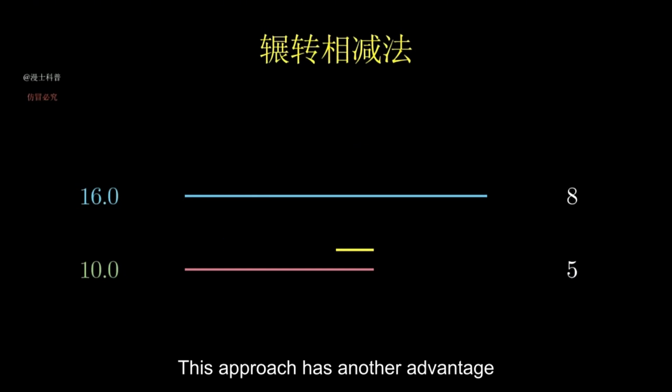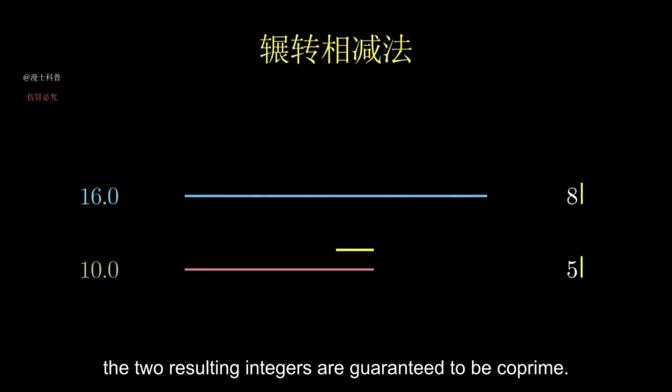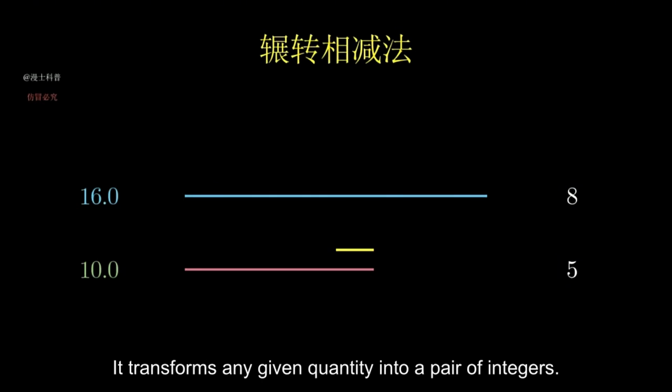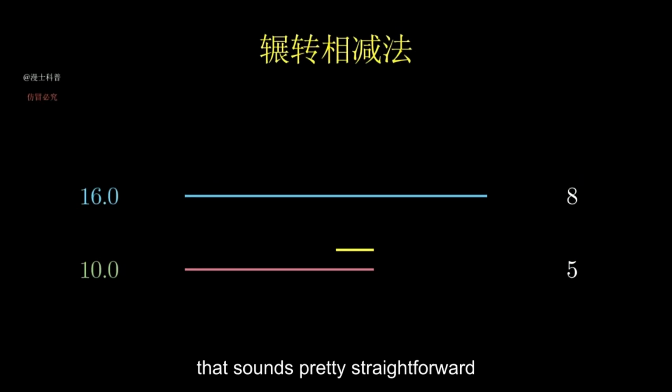This approach has another advantage. The two resulting integers are guaranteed to be co-prime. It transforms any given quantity into a pair of integers. Well, that sounds pretty straightforward, doesn't it? But some might wonder why insist on using line segments. Wouldn't plain old integers do the trick?